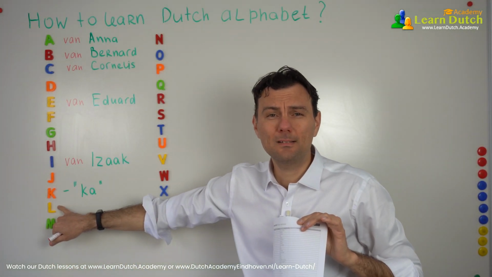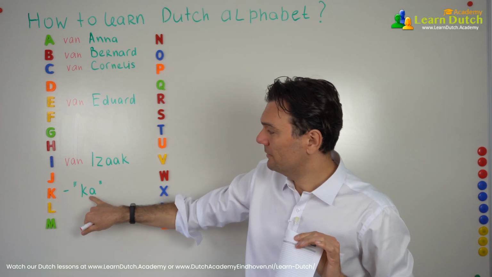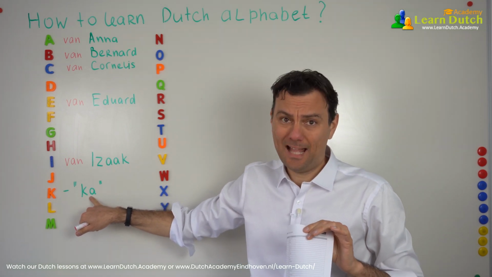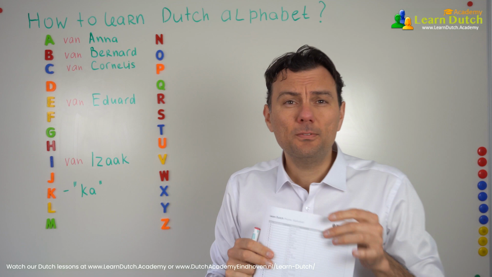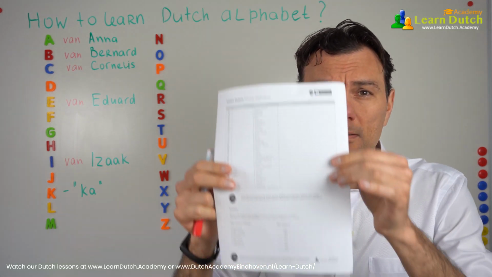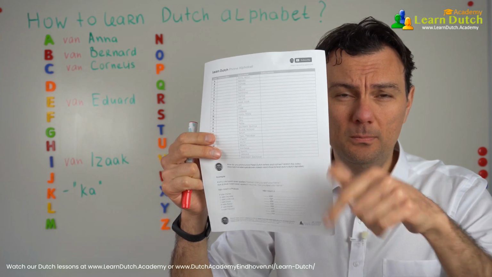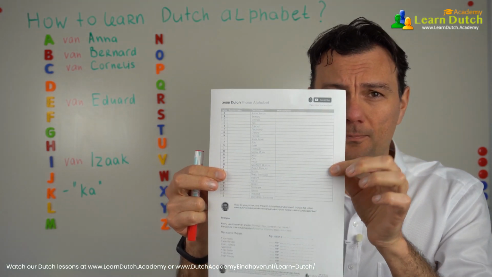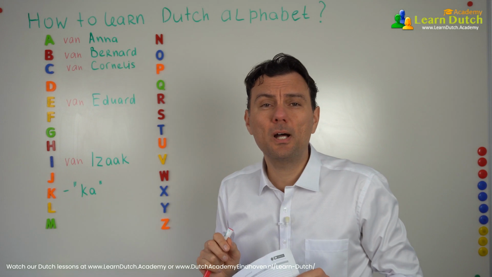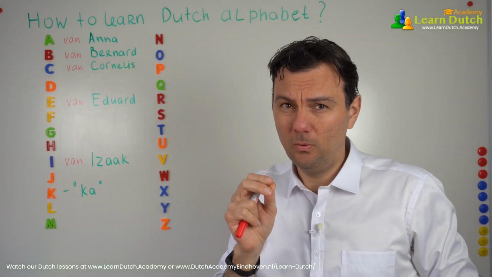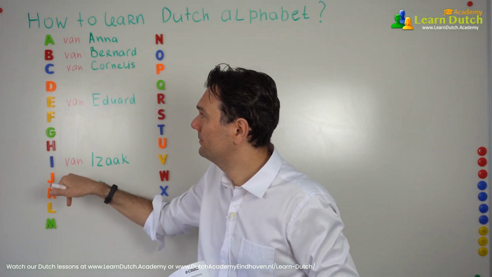Dit is the letter K. You can write down like this. K. You can find the link to our website in the description below this video, and you can download this for free. So first we're going to start with pronunciation of letters.